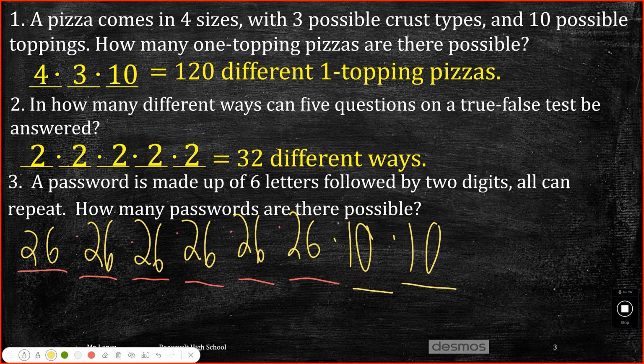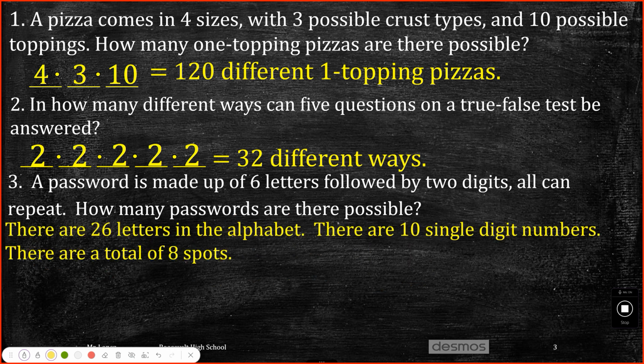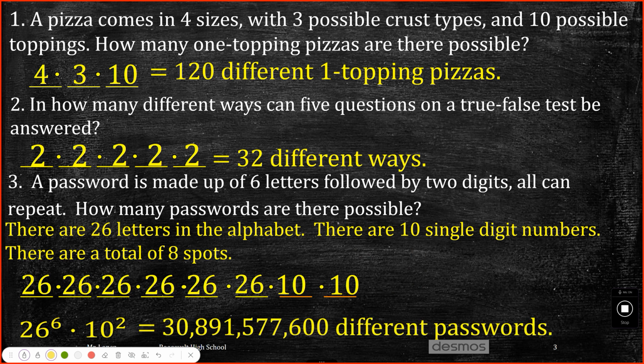And it's going to come out to some weird number. The calculator, even on decimals, still gives me the same number. 26 times 26 times 26, all that times 10 times 10. It's a big number. All right, let me tell you what that big number is. It's this number right here, 26 to the 6th power times 10 to the 2nd power, and that number right there is the count of different passwords that could be made.